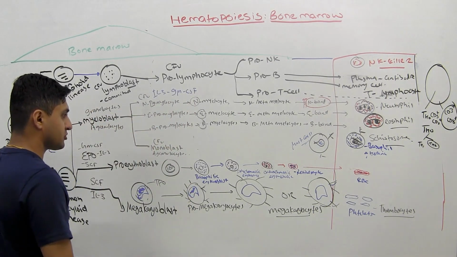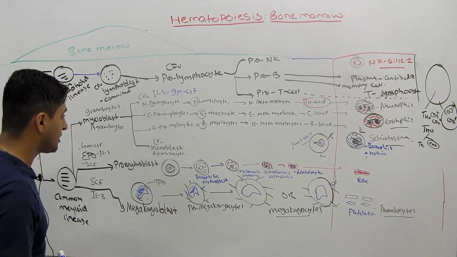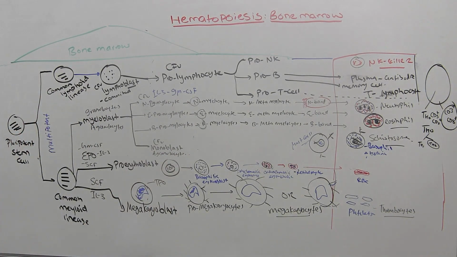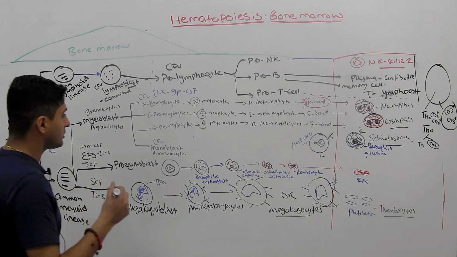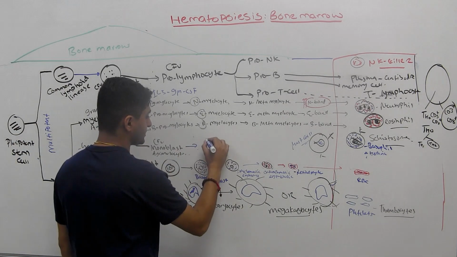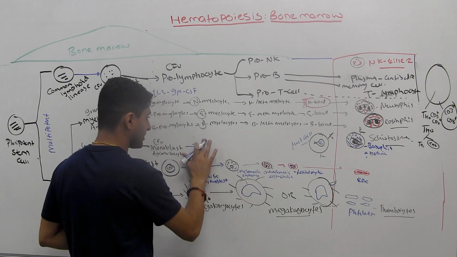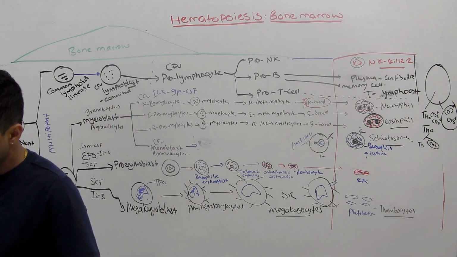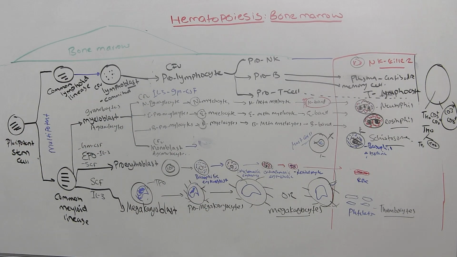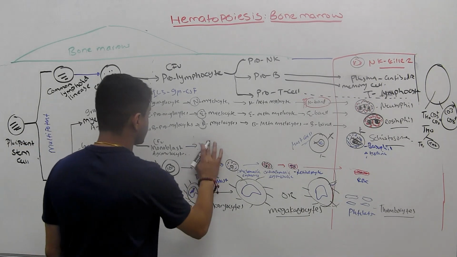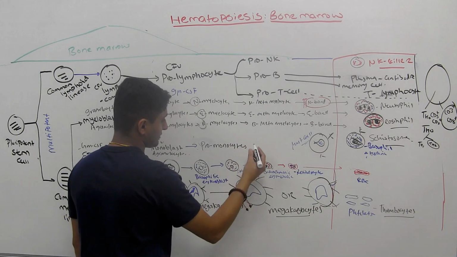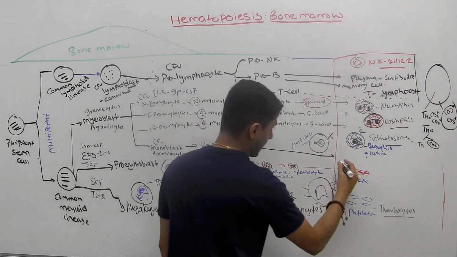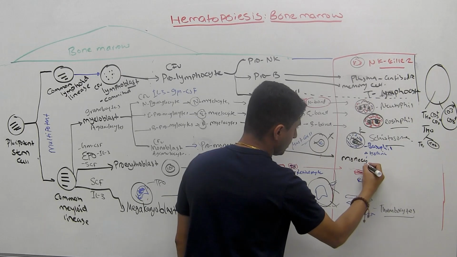After that, we have one more thing to talk about, which is the monoblast, or the agranulocytes. Agranulocytes basically don't have any granules. The monoblast proliferates into something called a promonocyte. Let's write it in different colors. It's going to be a promonocyte, and later it will get converted into a monocyte.